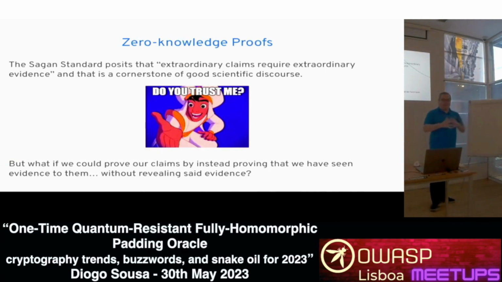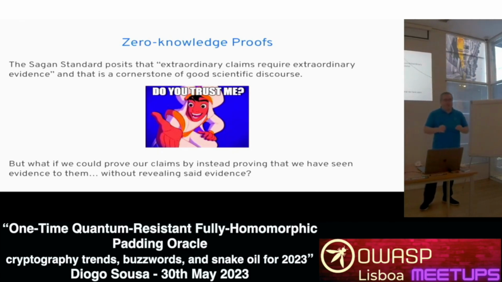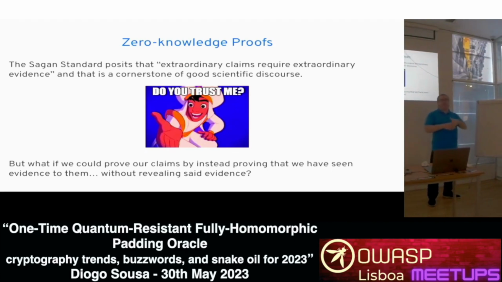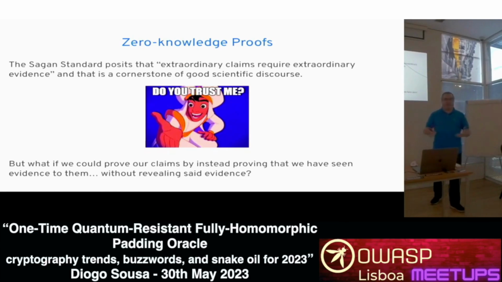So what's a zero-knowledge proof? The second standard posits that extraordinary claims require extraordinary evidence. And that's a cornerstone of good scientific discourse. However, what if we could prove our claims instead by proving that we have seen a piece of evidence without revealing said evidence? So here I'm going to go over a classical demonstration of this using these two markers. Thank God for accessories here.